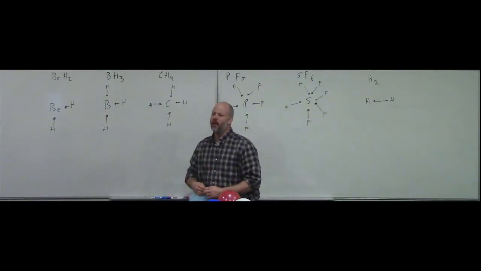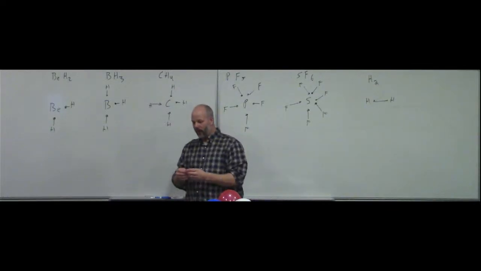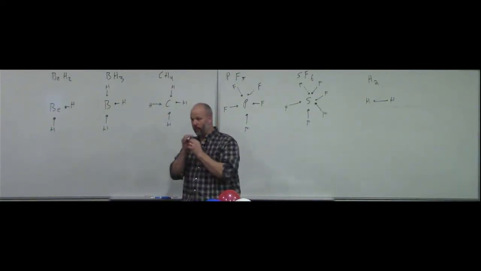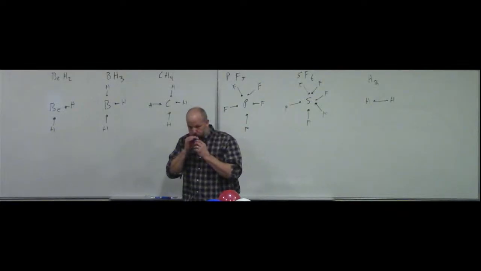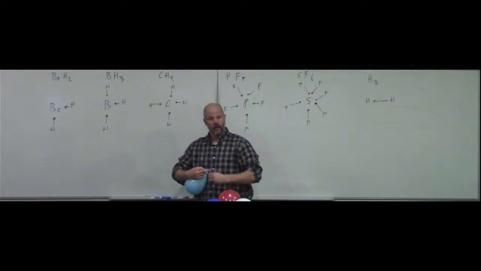These electrons want to be as far away from each other as they possibly can, right? So where are they going to be? What shape is this going to form? Yeah, it's going to look like that, right?